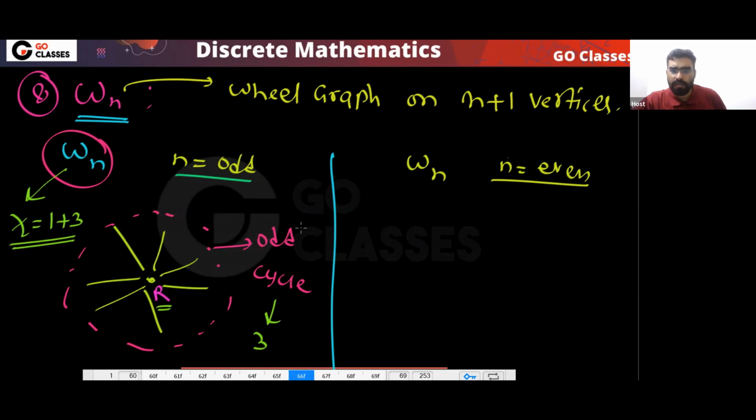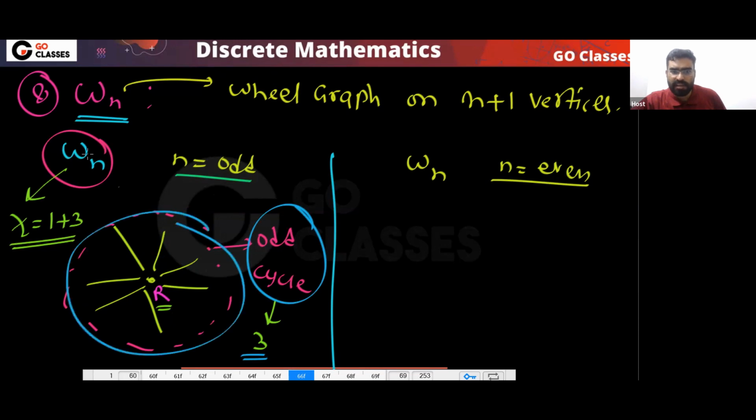Let me know. Because remember, you cannot reuse this color. If I give the color red here, then this vertex is adjacent to every other vertex, so I cannot reuse this color. And the odd cycle, we already know: for an odd cycle, the chromatic number is 3.